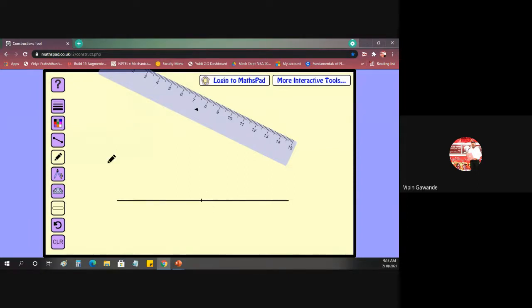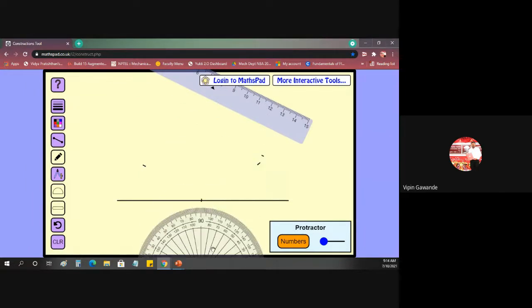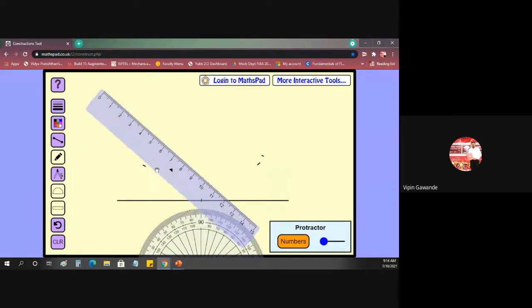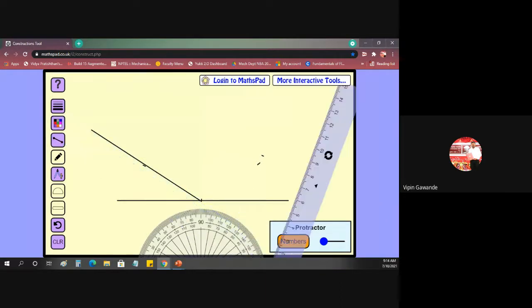Suppose this is the center, then you have to keep the protractor center on that particular center we have taken. Then you have to take a 30-degree angle here and a 30-degree angle on this side. Now you have to draw the 30-degree line here. So these are the construction steps while drawing isometric drawings. You have to take the 30-degree angle on both sides.